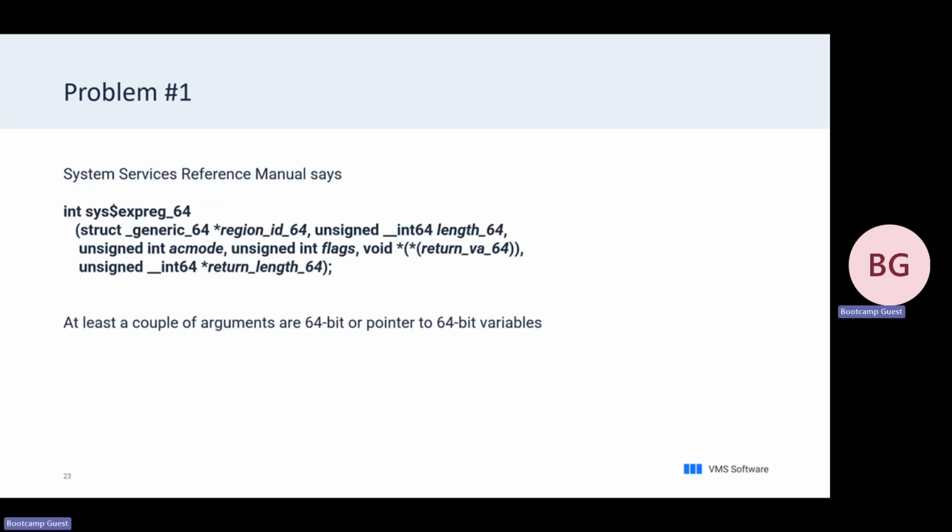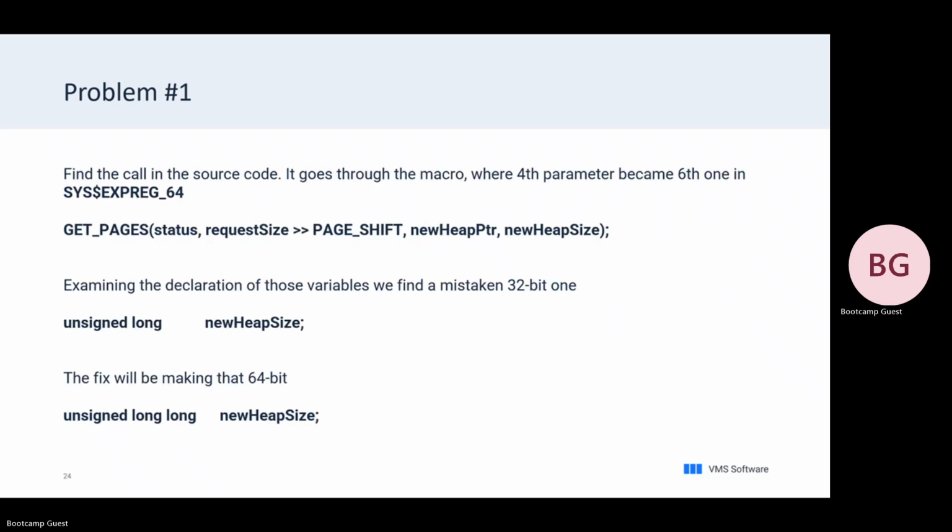Going to the system services reference manual, we see that there are some 64-bit parameters. There are pointers to 64-bit variables, and some other pointers. So we need to find that code in the source code or in the listing. It's very old code. It has many ifdefs checking for architecture, so it's hard to find by eye where the problem is. There is some macro that called another macro and another macro, many times actually.